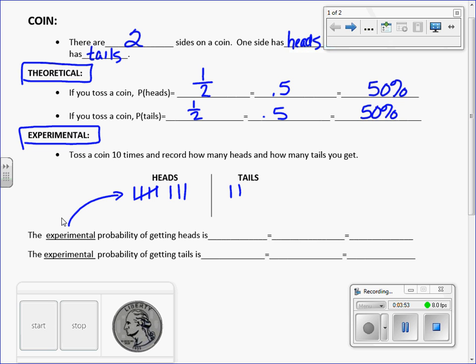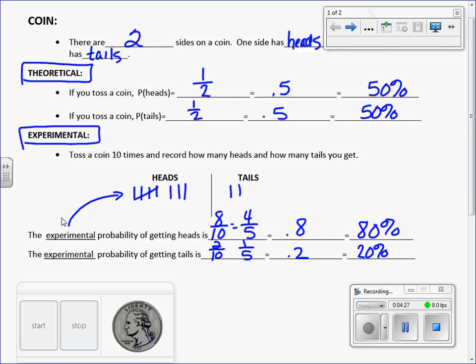So experimental probability of getting heads is 8 out of 10, which we can reduce down to 4 out of 5, which is 0.8, which is 80%. The experimental probability of getting tails is 2 out of 10, which is 1 out of 5, which is 0.2, which is 20%.